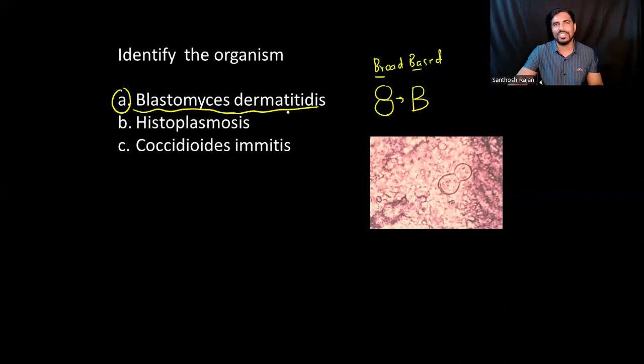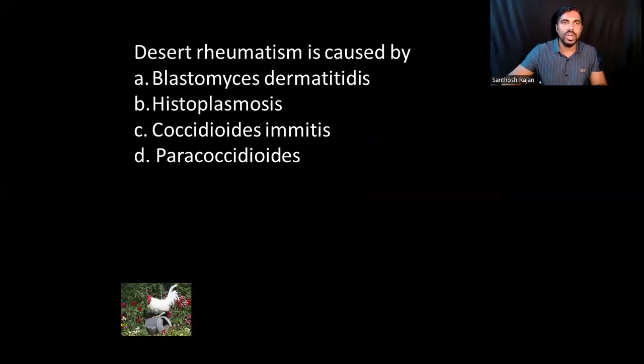Otherwise called Gilchrist disease. We spoke that Gilchrist, after winning his cricket match, once he won, he goes to Chicago to have a blast. So it's Gilchrist disease or it is also called Chicago disease. So blastomycosis dermatitidis. Finish. Very simple. Okay. Next. Now, desert rheumatism.